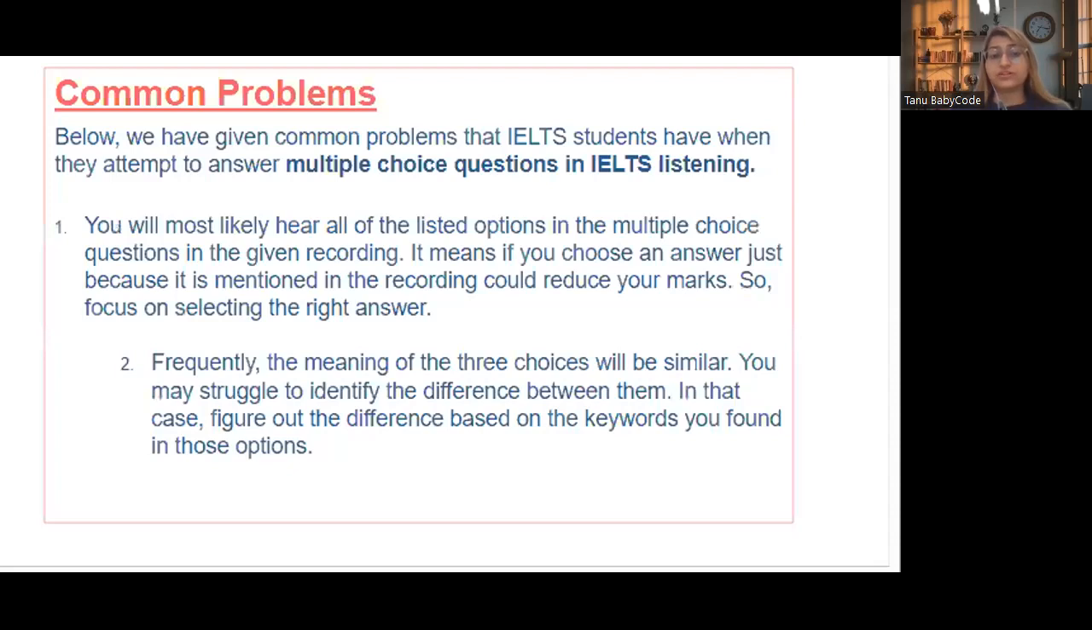Common problems. What are the common problems that you face in MCQs? Most likely, you will hear all of the listed options in the recording. It means you should not choose an answer just because it is mentioned in the recording, as that can reduce your marks. So focus on selecting the right answer. Second, frequently the meaning of the three choices will be similar and you struggle to identify the differences between them. So you have to figure out the difference based on the keywords you found in those options.